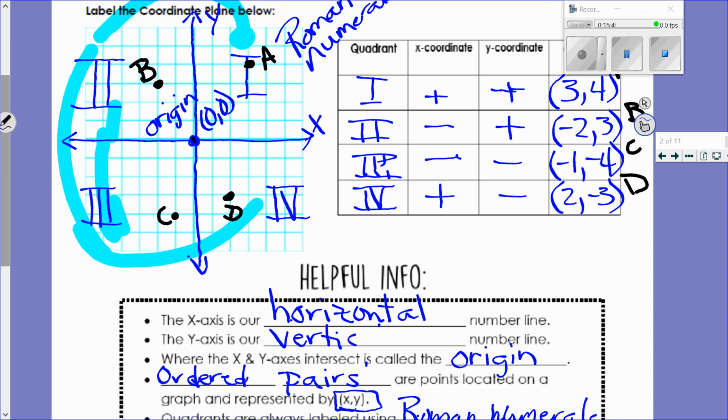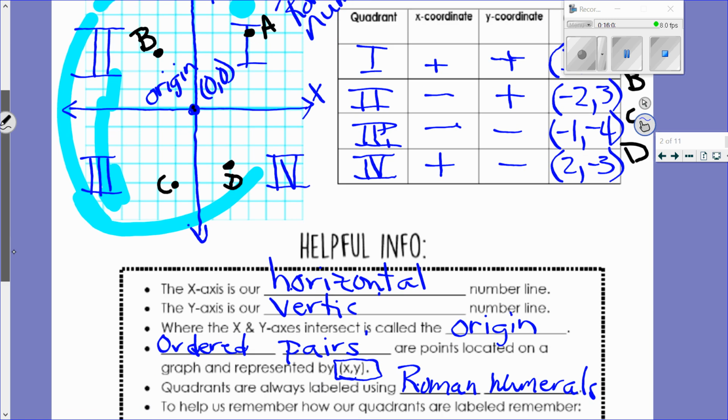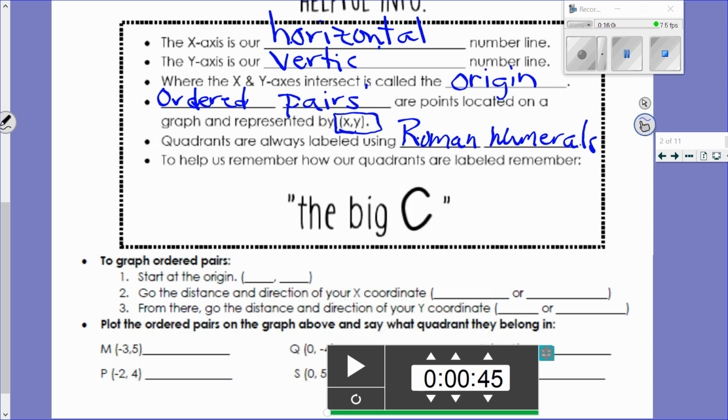Here's one of the big takeaways in this, guys. If I give you an ordered pair, could you tell me which quadrant it's in before graphing it? Yes. Should be able to. Okay? So let's take a look. To graph ordered pairs, where do we start? And what ordered pair is origin? 0, 0. So I go the distance and the direction of my x coordinate. Which way do I go for x? Left or right? So then for the y, I'm going to go up or down.